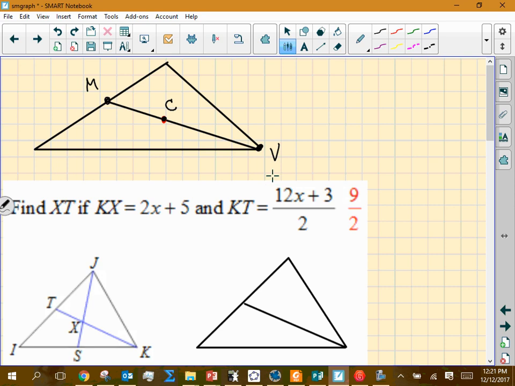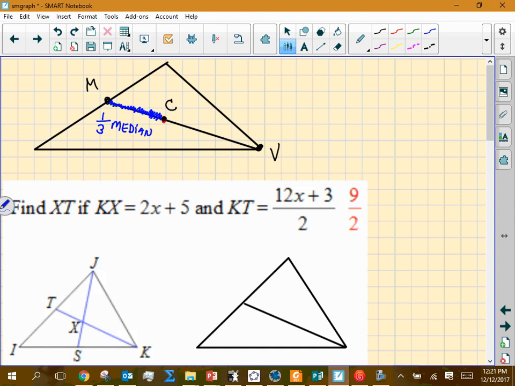Now, every single time you do one of these problems, this distance here is shorter than that distance. Is that okay? So when we think about 1/3 and 2/3, which one of those is smaller? 1/3, right? So what we find out is that this blue distance is always 1/3 of the median.